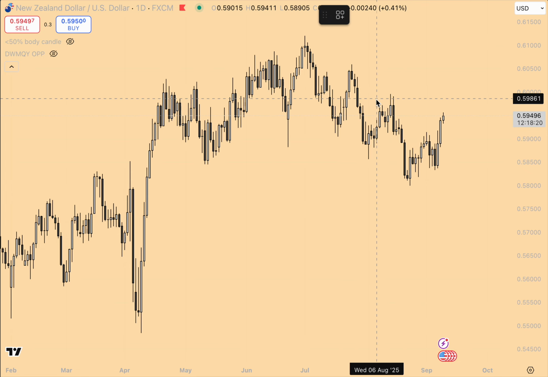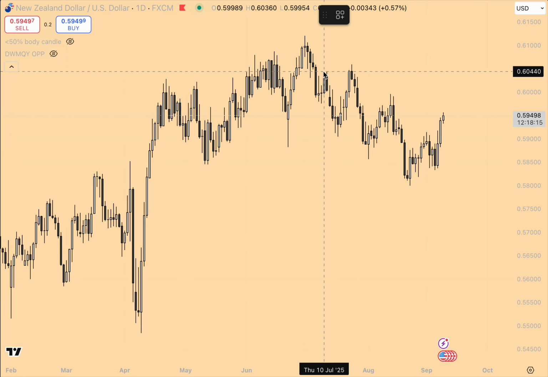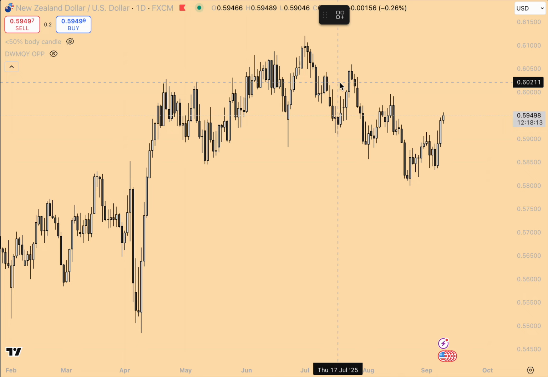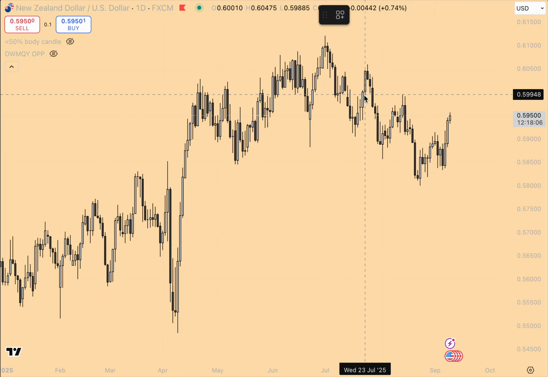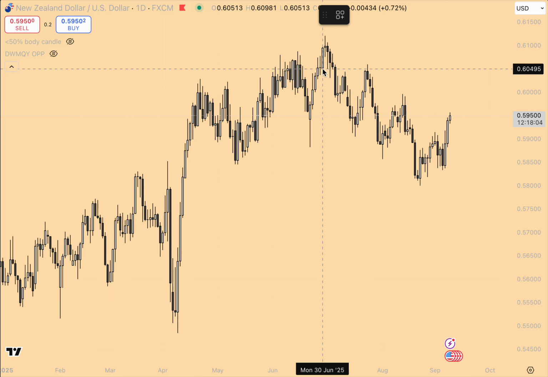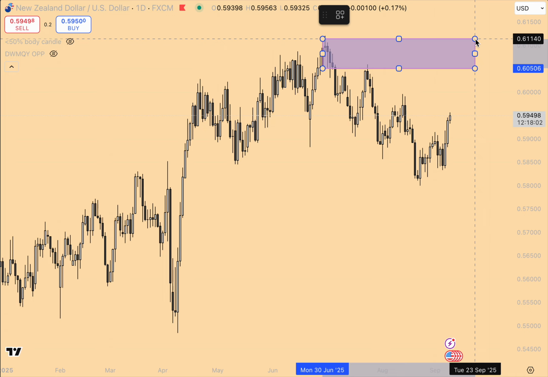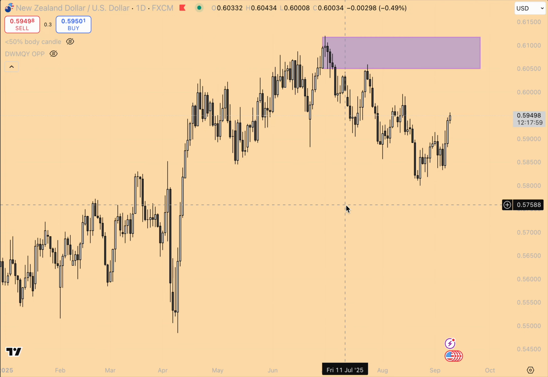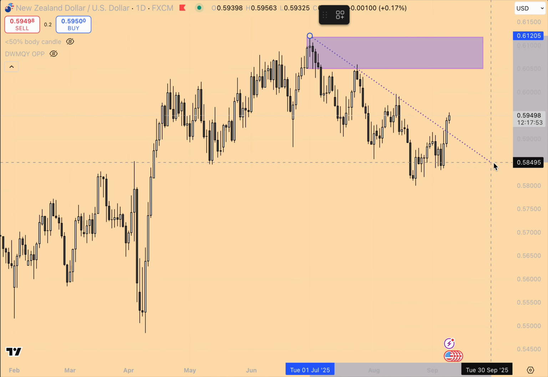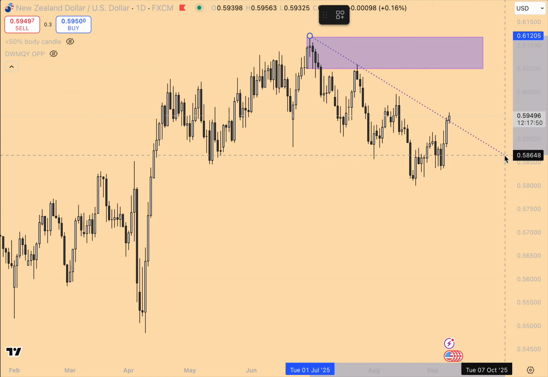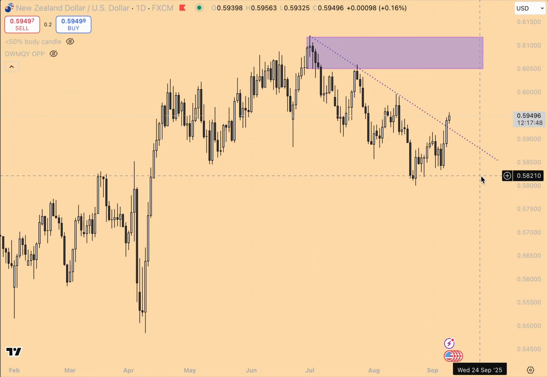We have the strong supply zone here, because this also took out liquidity, but it could just be internal. The thing with NZD USD is we didn't connect previously with the areas above, right? So if you look here, let's mark this. You can see we have this descending trend line here, which was taken out.